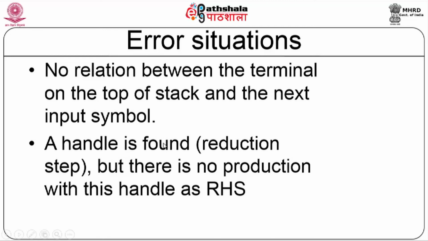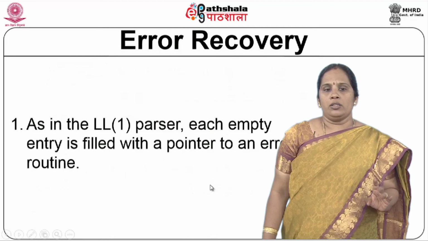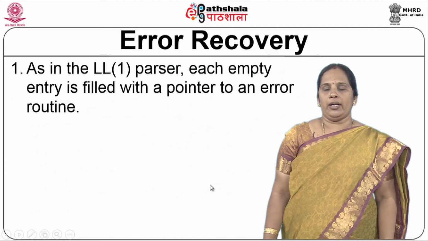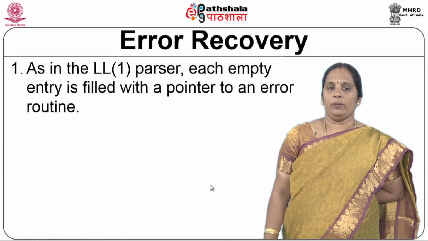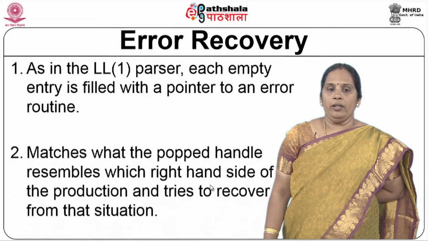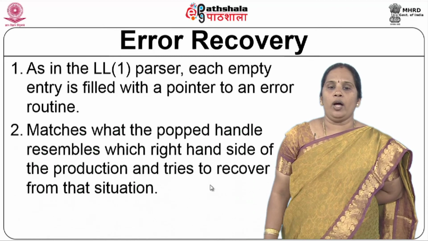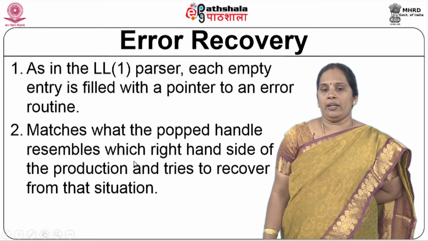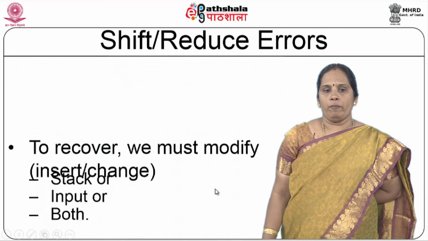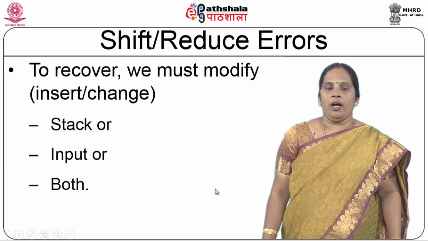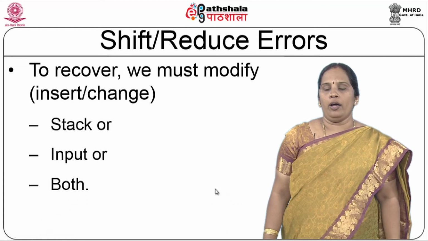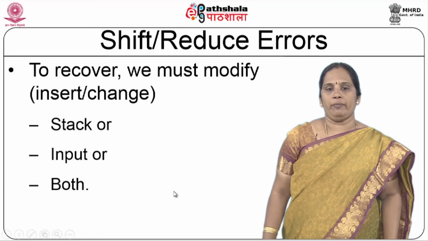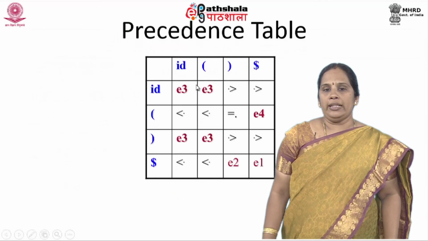Another situation is where a handle is found, but there is no production with this handle as the right-hand side. Recovery is as in the LL1 parser: each empty entry is filled with a pointer to an error routine, which matches what the popped handle resembles on the right-hand side of a production and tries to recover from that situation. To recover we must modify the stack, the input, or both. So all three possibilities can be tried. Now, these are empty entries.